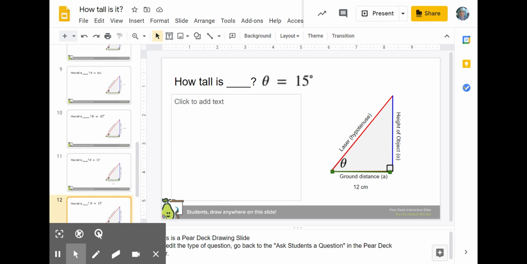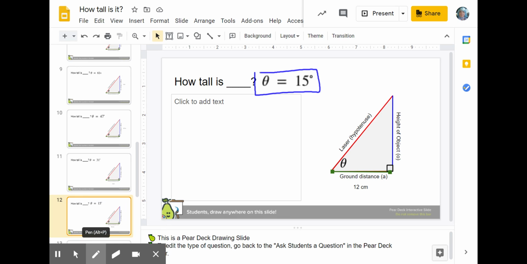So let's look at slide 12. What's the first thing I label? That Greek letter theta is 15, right? I'm given the A, so I write down SOHCAHTOA. A is the only thing I have, so I can't use sine, but I can use cosine and tangent.